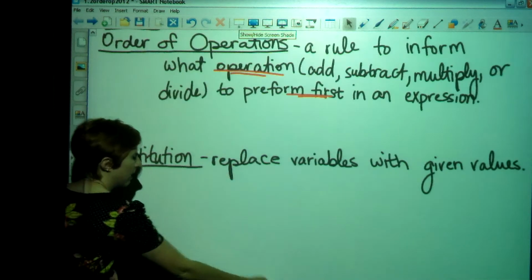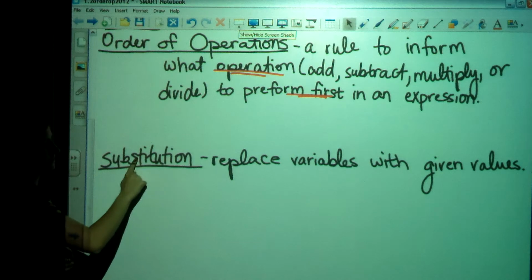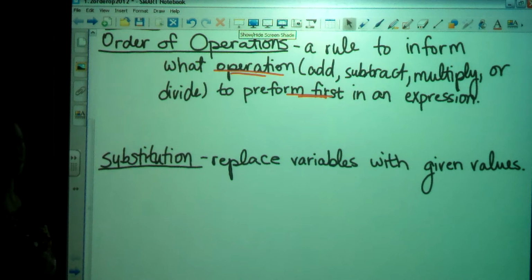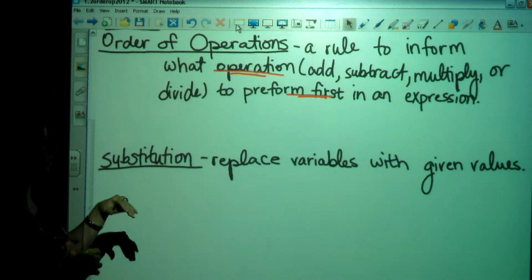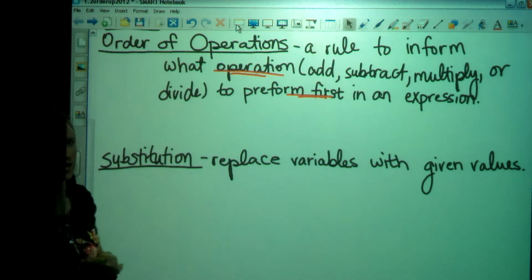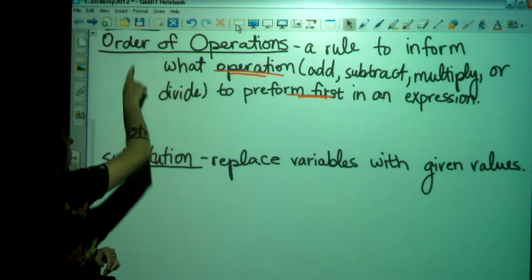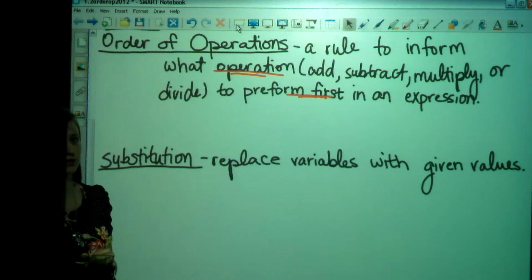Next is substitution. And substitution means to replace variables with their given values. Okay, that's all we're going to say right now for substitution. We'll come back to him later and talk about him more thoroughly and give some examples. Order of operations is what I want to look at first.